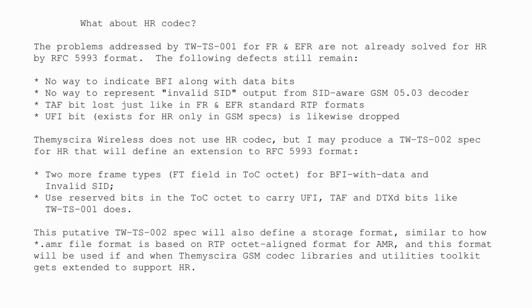Now, all right, what about the half-rate codec? The spec I just presented, TW-TS-001, is just for FR and EFR. It does not deal with half rate at all. But when we look at half rate, RFC 5993 really doesn't solve anything. The problems which were there in the traditional IETF TIPHON RTP payload formats are still there, even in RFC 5993. As you can see here, they are summarized in these bullet points. I don't need to read them, it's obvious. So all the same problems are still there.